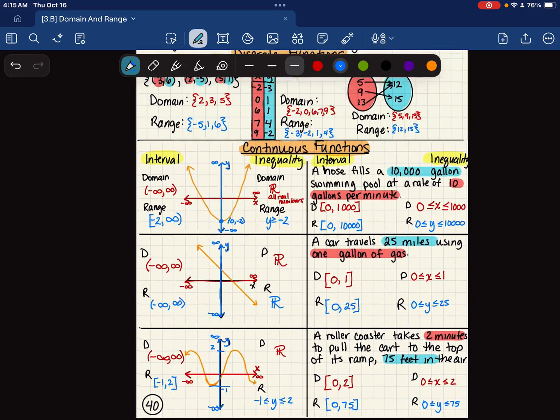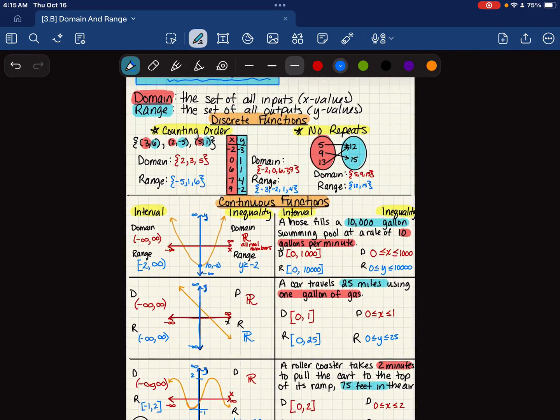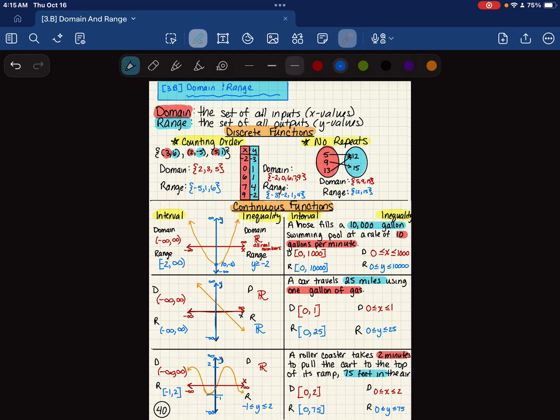So there it is, friends. Domain and range. Remember these nice discrete ones, you just list the values and you use the curly brackets. On continuous functions, you're using either parentheses or square brackets. So don't forget, that's important in your notation, whether you use the curlies or the squares and normal parentheses.